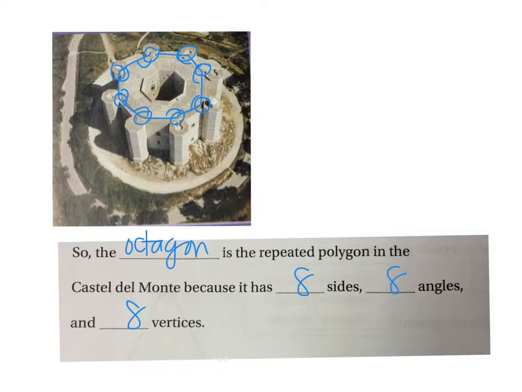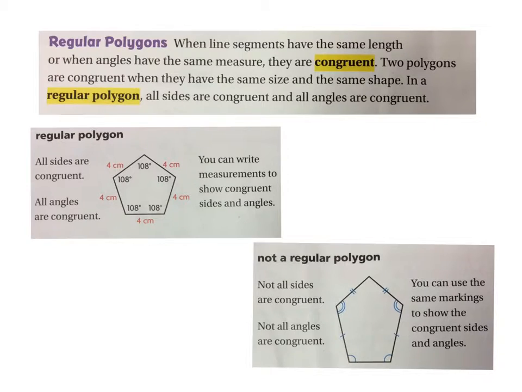and 8 vertices. Now that you know that a polygon is a closed 2D figure, you need to know that there are special kinds of polygons called regular polygons. Everyone say regular polygons. Regular polygons. Okay, this is time for notebooks. Regular polygons are when line segments and angles are all congruent. What does congruent mean? The same.